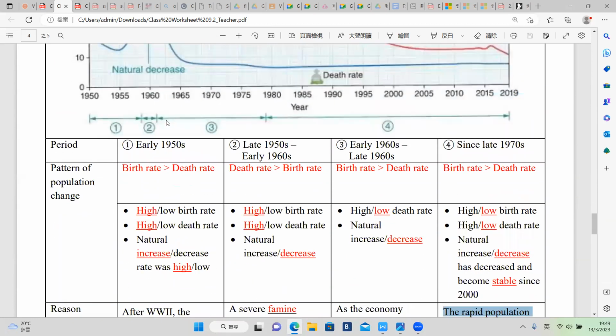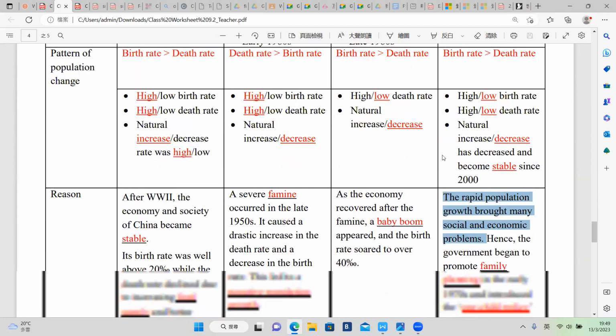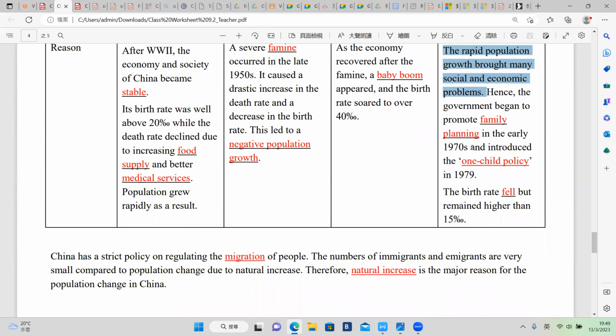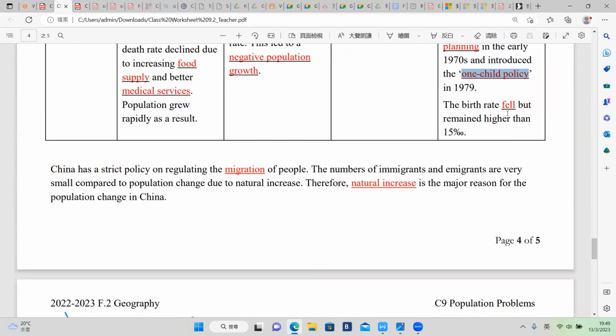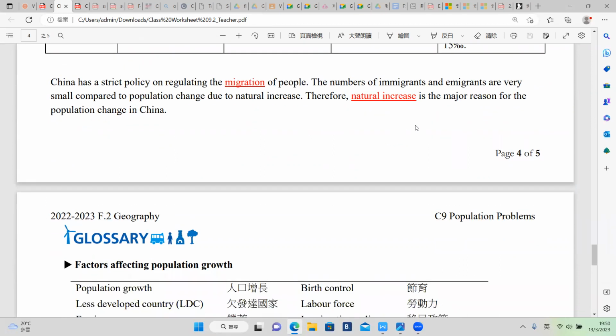Because of this, you can see that if this kind of situation is not dealt with, the population will keep booming afterwards. Maybe we would already have 2 million people. Then we introduced the one-child policy in 1979. The birth rate fell but remained higher than 15 per mil. China also has a strict policy regulating the migration of people. The number of immigrants and emigrants is very small compared with the natural increase. Therefore, natural increase is the major reason for the population change in China.